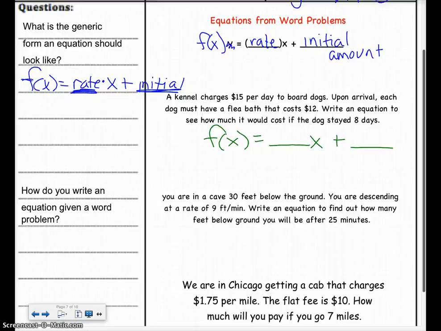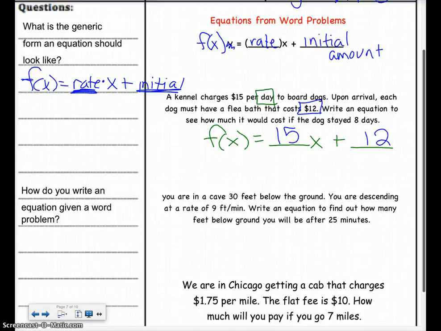Days. Days is your rate. You can have your dog there 1 day, you can have your dog there for 6 months. Whatever, the rate is the days you're there. So my rate is 15. That goes in front of the x, plus the initial amount. What do you have to pay no matter what? $12. You have to get your dog a flea bath. Even if your dog doesn't have fleas, they can't just take your word for it, so they have to give your dog that bath. That is the $12.